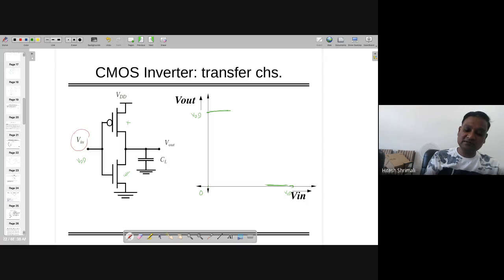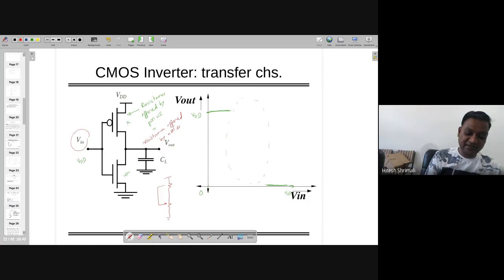But in between something will happen. Let's assume that the resistance offered by this PMOS is equal to the resistance offered by NMOS. Means it acts as the following circuit.